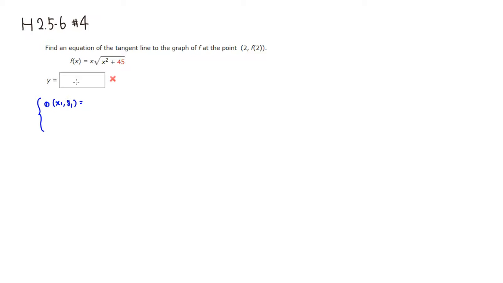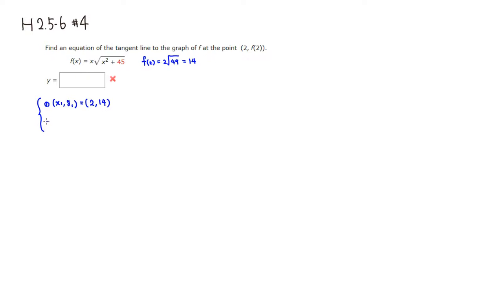Here's y1, right? So x1 is given, it's 2. Then we have to find f of 2. What is f of 2? F of 2 is equal to, plug in 2, and the square root of 2 squared is 4, plus 45 is 49. So the square root of 49 is 7, so 7 times 2 is 14. So the point is 2, 14.